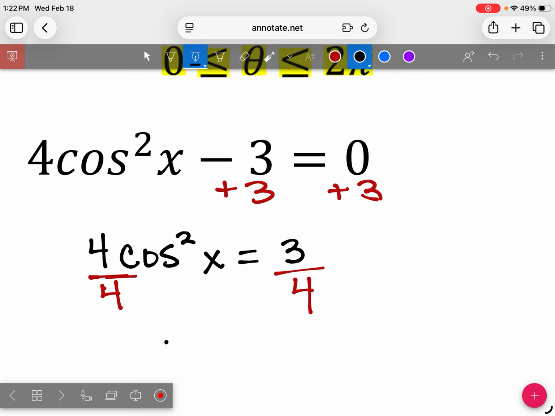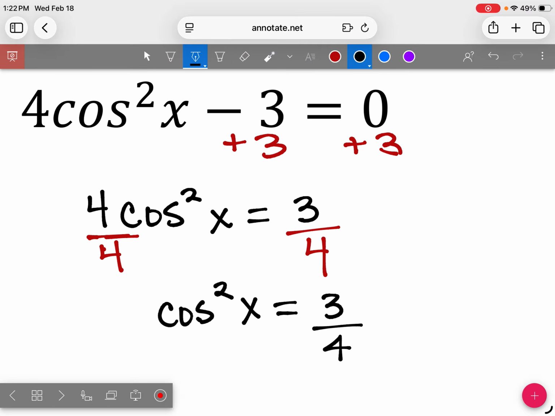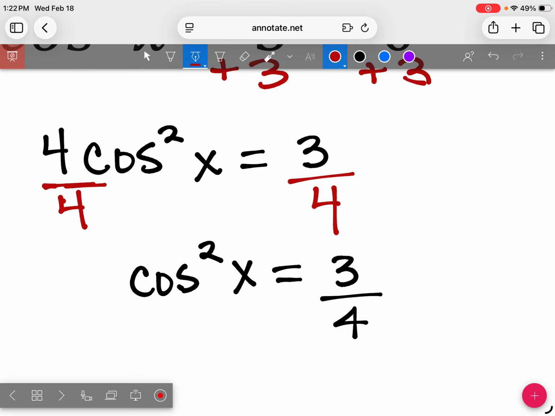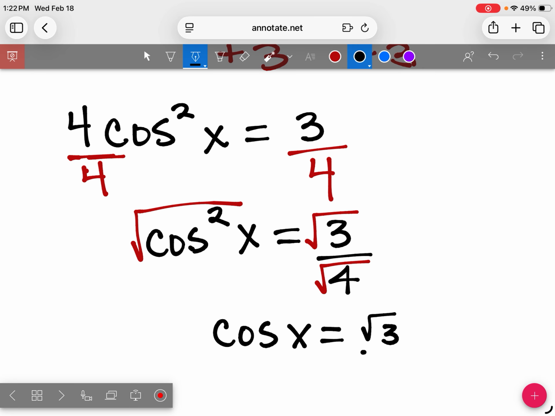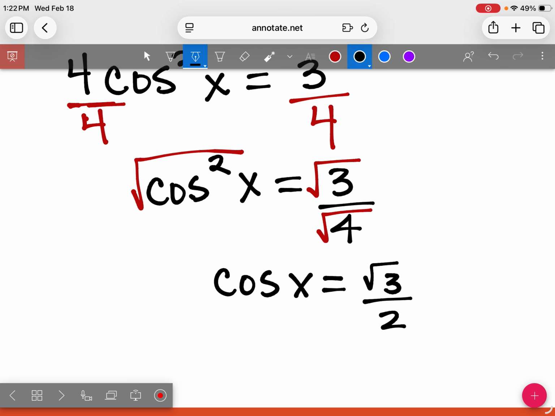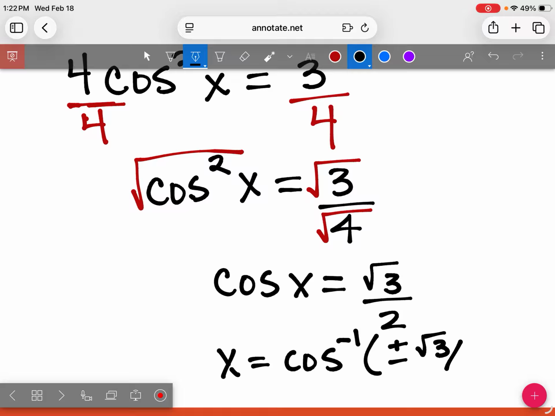So we have cosine squared x equals 3 over 4. Now to get rid of the square, we've got to take the square root. So I get the cosine of x equals root 3 over 2. So on your unit circle, tell me all of the angles that have a positive or negative root 3 over 2.